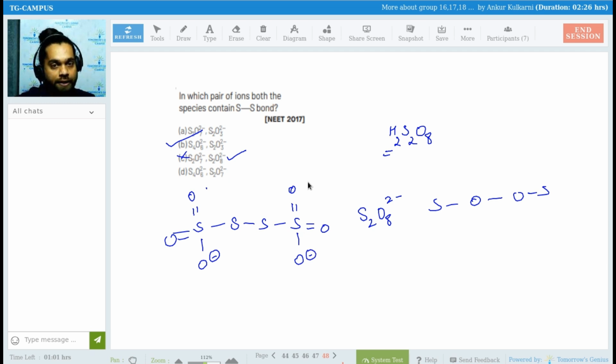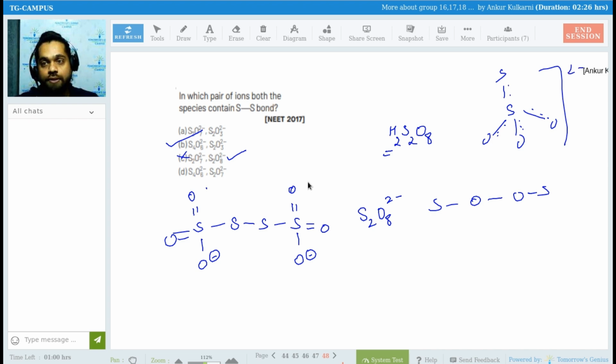Just a minute. Did we extend it? No. S4O6 2 minus and S2O3 2 minus. S2O3 2 minus is like this. I have sulfur, oxygen, oxygen, oxygen, oxygen, and the sulfur. Over here, this is continuously undergoing resonance. That is your S2O3 2 minus. Is it clear?